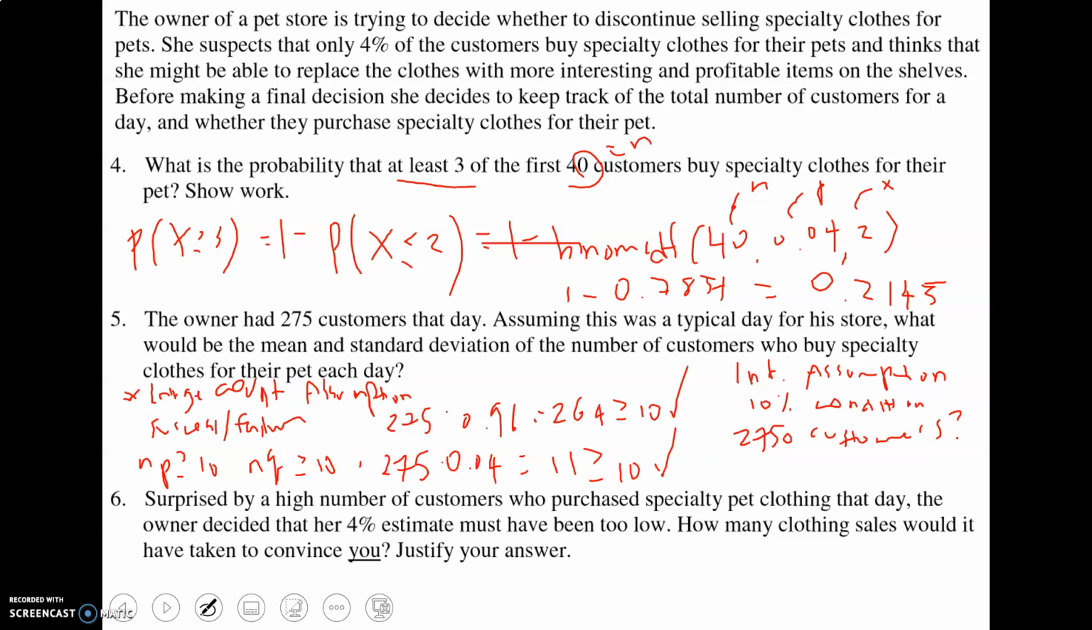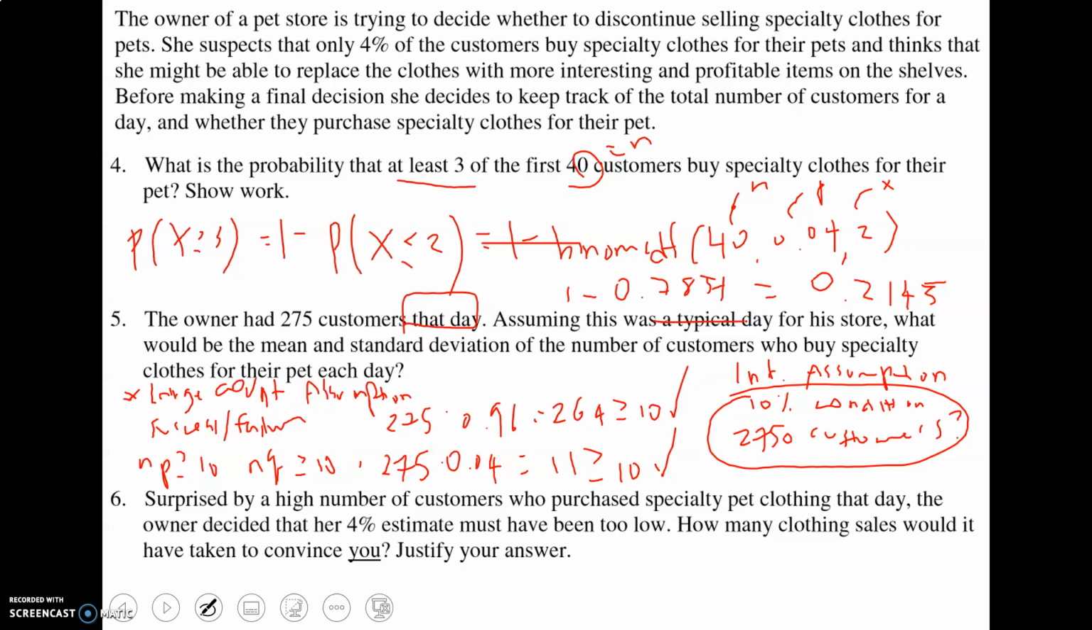Just overall? Well, I don't know. But what you can assume is that the customers' purchases will be independent from each other. So you might want to approach it that way rather than using the 10% condition, because I don't know when he says that day, whether it's a typical day.